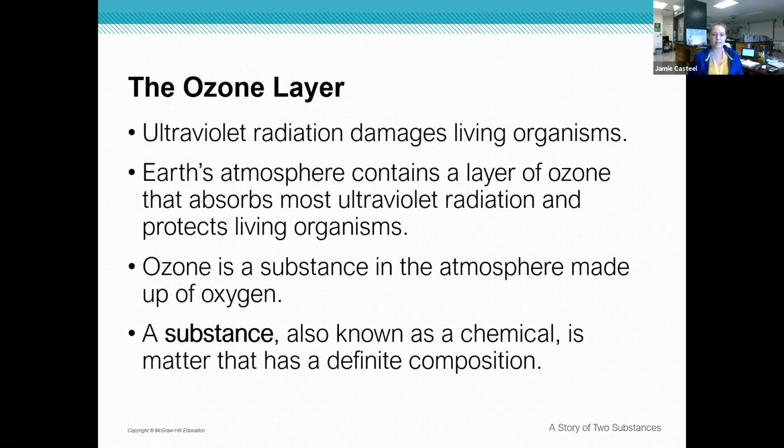So let's go through this. The ultraviolet UV radiation damages living organisms. It can alter cells. It can cause crazy growths. It burns your skin. And the Earth's atmosphere has a layer of ozone that absorbs most ultraviolet radiation and protects living organisms. Does it stop all of it? No. But basically, the ozone layer is the sunscreen of the Earth. We put on sunscreen to block ourselves from the extra UV that's coming through, and we're mainly shielded by this layer that we've got all around the Earth.